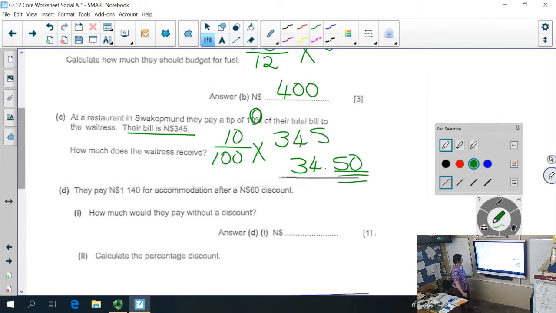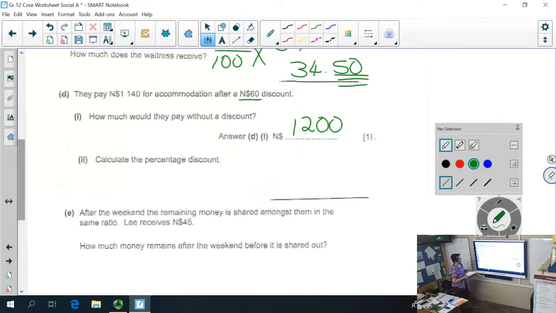They pay $1,140 for accommodation after a $60 discount. How much should they pay without the discount? Must you now add or subtract? No, this is the discount. So originally they should have paid more, isn't it? If you get $60 back, you pay $60 less, then you add the 60 to there. That was the original amount there. So it's $1,200. That was the bill. Minus the 60 is now that 1,140. They'll cheat you if you don't know this.